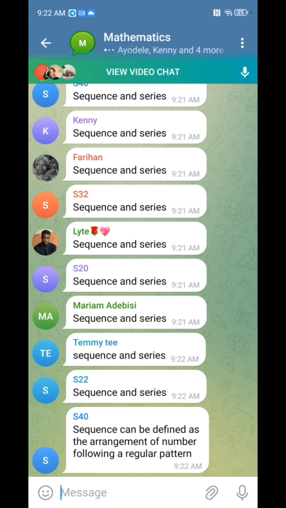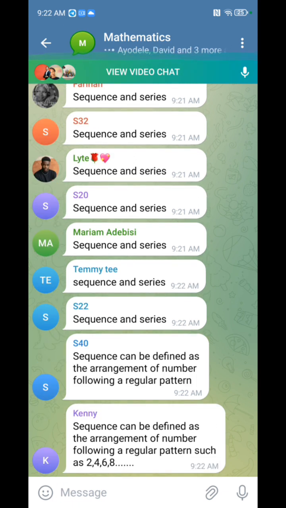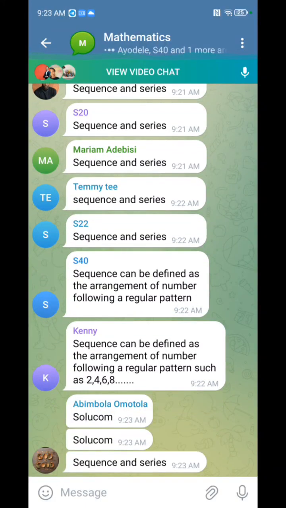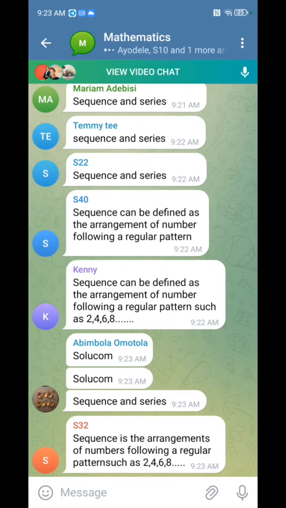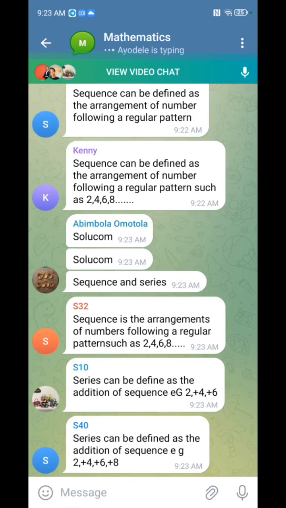We are going through sequence and series, everything in it. Series can be defined as the addition of sequence, e.g. 2 plus 4 plus 6 plus 8. Sequence can be defined as the arrangement of numbers following a regular pattern. Series can be defined as the addition of sequence.